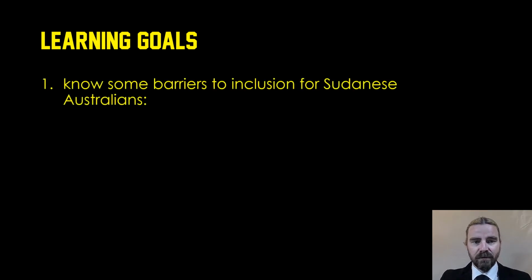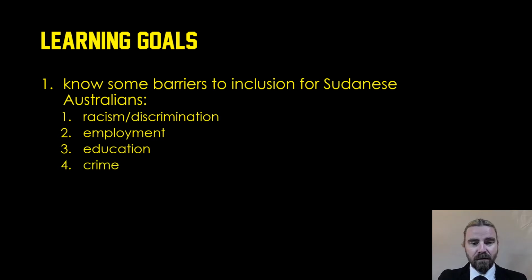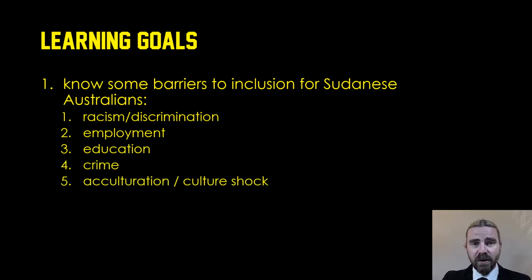Okay, our learning goals for today are: you're going to know some barriers to inclusion for Sudanese Australians, and here's a big list of them: racism and discrimination, employment, education, crime, acculturation, which is just a fancy word that means culture shock, the government, and language.